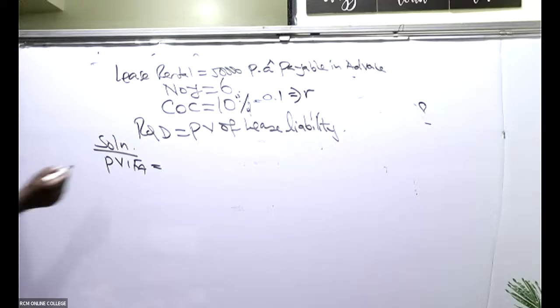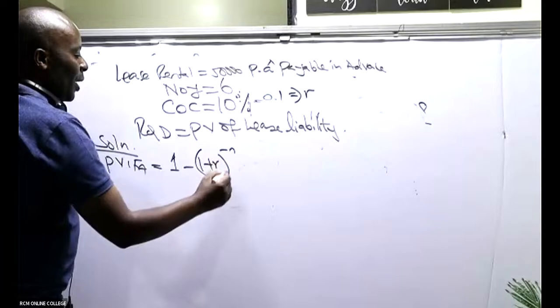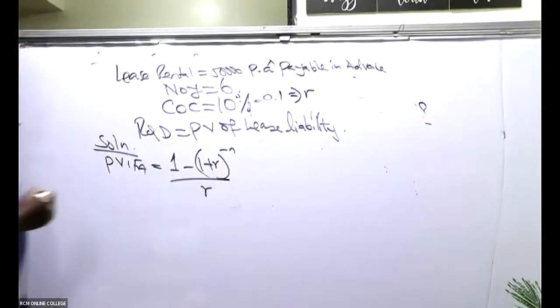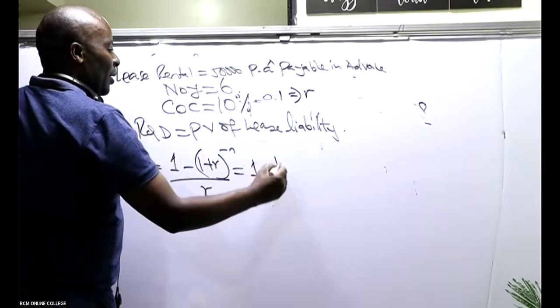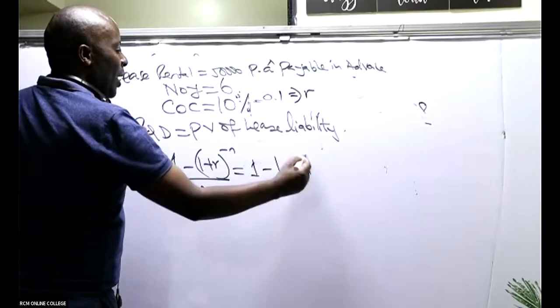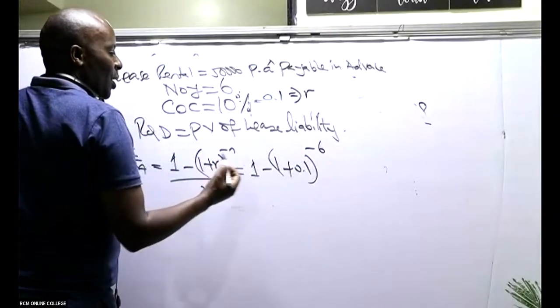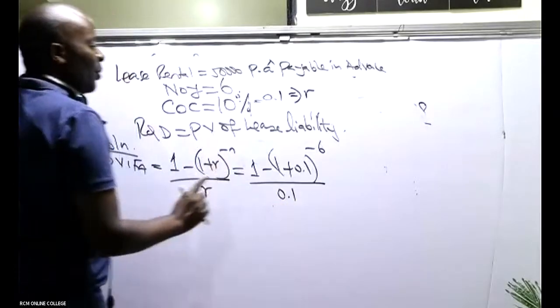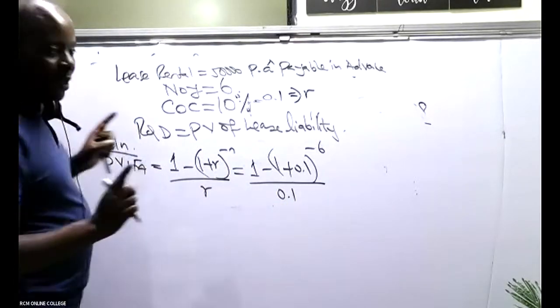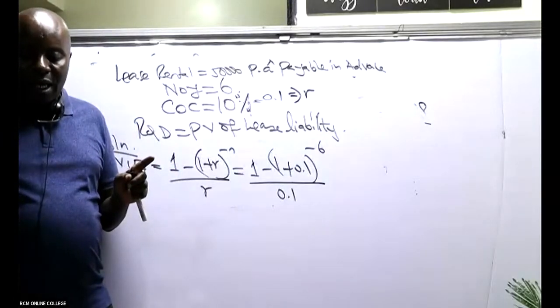So my PV-FA here will be 1 minus this simple formula, and then we divide everything with R. So this will be 1 minus 1 plus 0.1, because R is 0.1. This time around, this is raised to minus 6. And then we divide everything with R, which is 0.1. Everybody, please ensure that you are able to get this using our calculators.